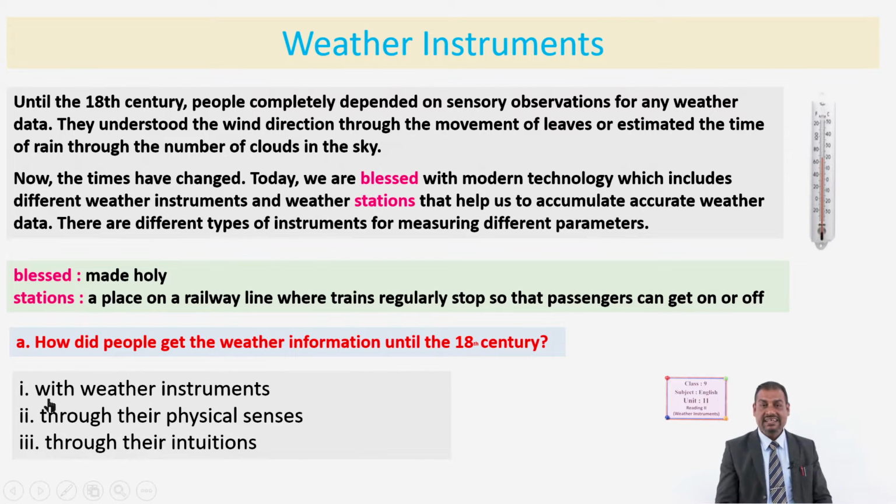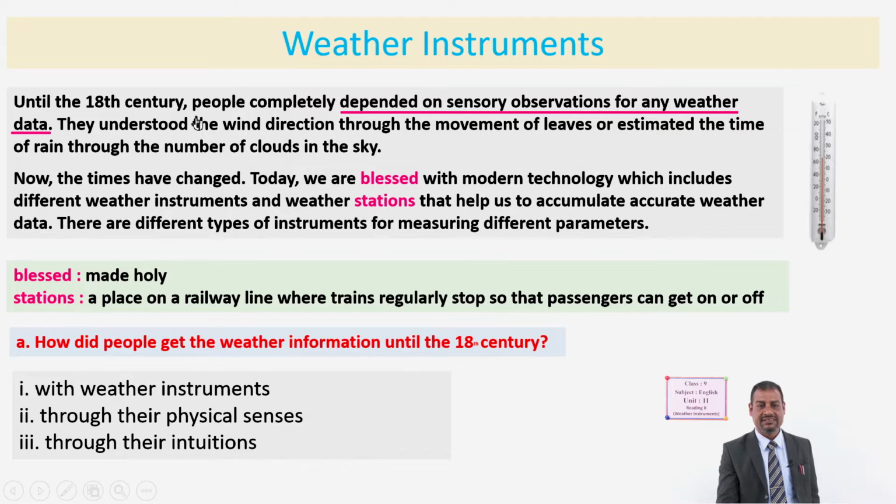See, these are the options for you: with weather instruments, through their physical senses, through their intuition. So now this is again hints for you. Where do you find this answer? Have you found it? Okay, you can find this answer from here: depended on sensory observation for any weather data. Now looking at this, which one is the correct answer? With weather instruments, or through their physical senses, or through their intuitions?